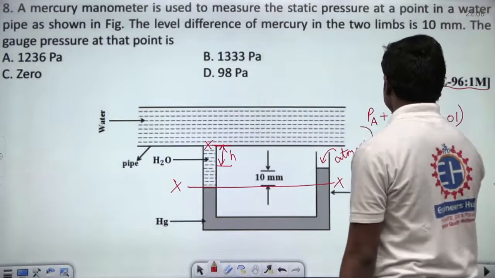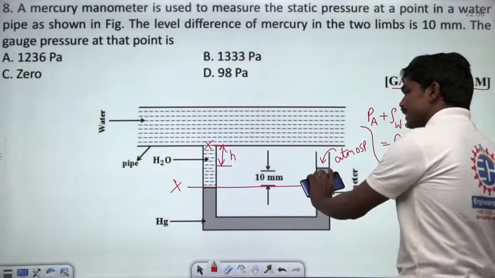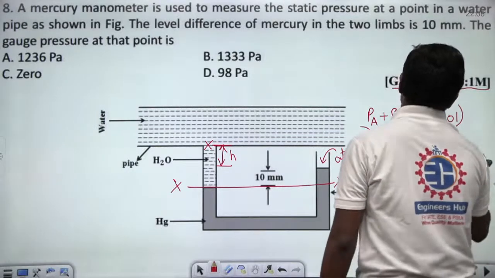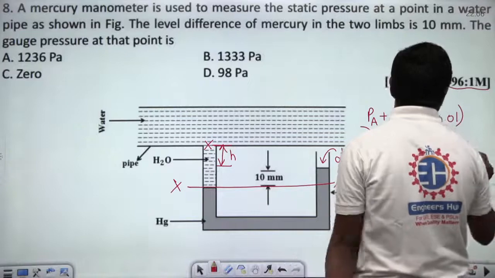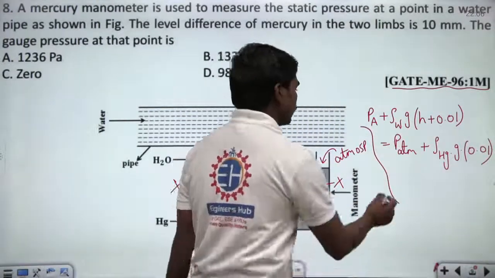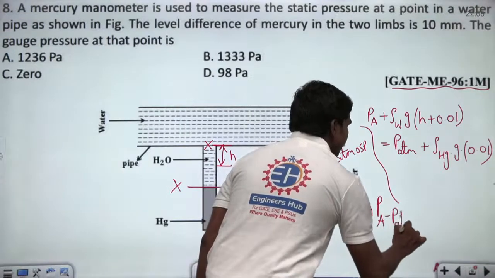So this end is open to atmosphere. So this is equal to P atmospheric plus this water column is again 10 mm. So density of mercury into G into 10 mm. 10 mm is nothing but 0.01 meters again. So if you calculate a few values, P_A minus P_atm, which is nothing but gauge pressure at A.